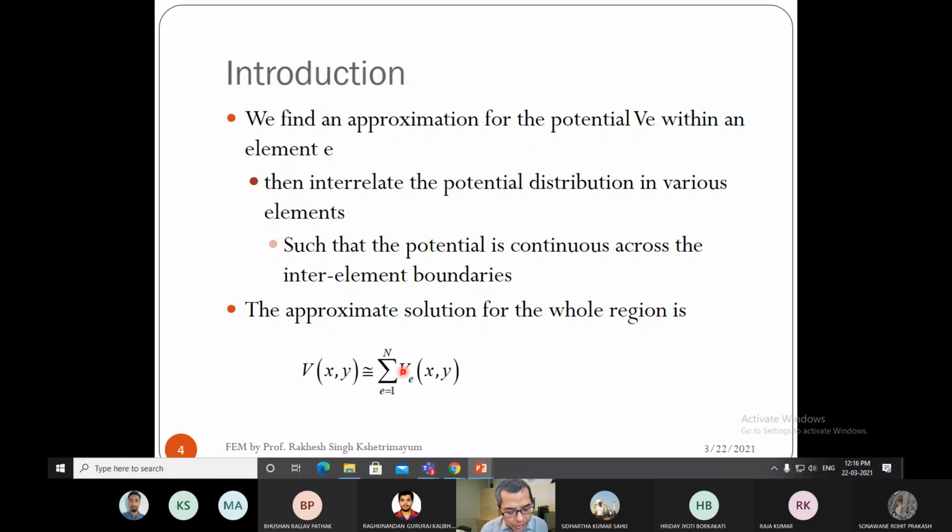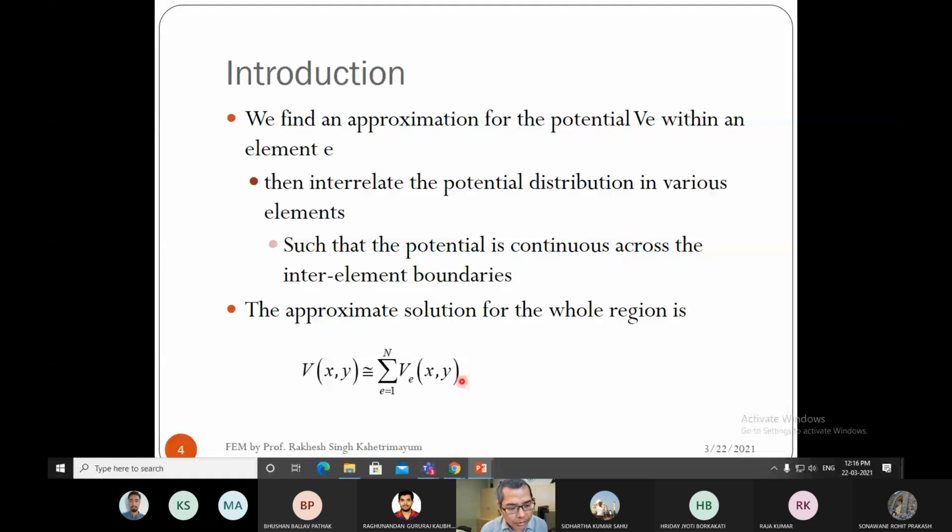We find the potential for every element, which is denoted by V_e(x, y). We are in the XY plane. So the potential in the XY plane for elements 1, 2, 3 up to capital N, you find all of them, and then you sum them up, and then you'll get the solution, the unknown potential. I'll spend more time on all these things later on. So let us first try to understand the steps which are used in the finite element method.